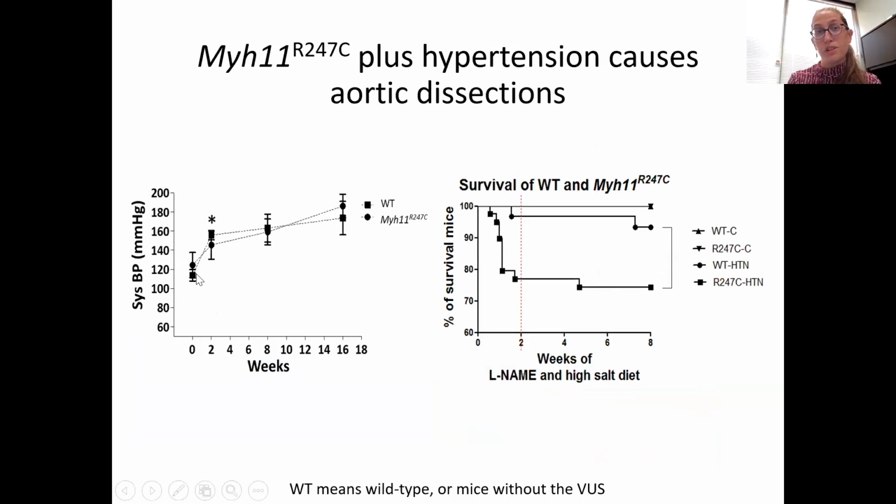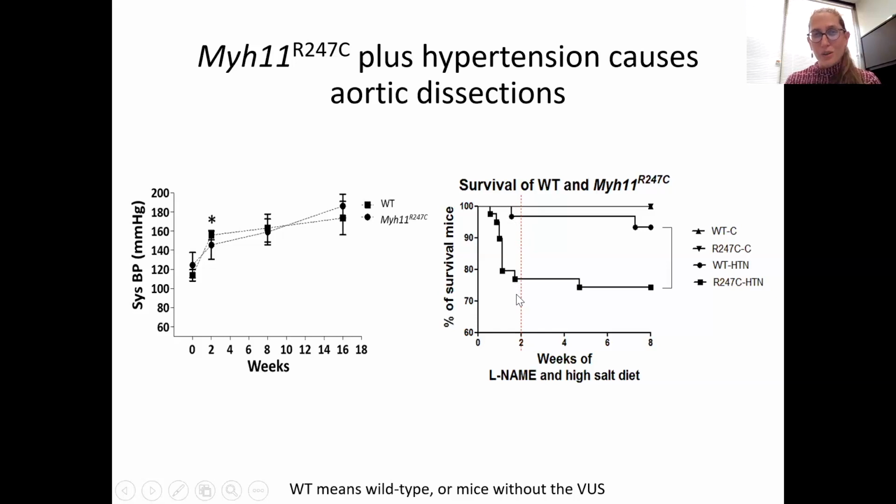This graph is just representing the top number. So 120 at the baseline, and then when we start this high salt diet plus the drug, we quickly see the top number increase to 160 or even 180, which is definitely hypertensive. Within the first 2 weeks, we started to see about 20% of the mice carrying the VUS died suddenly. In comparison, only one mouse that was wild type died.